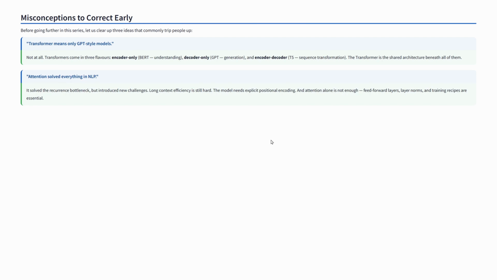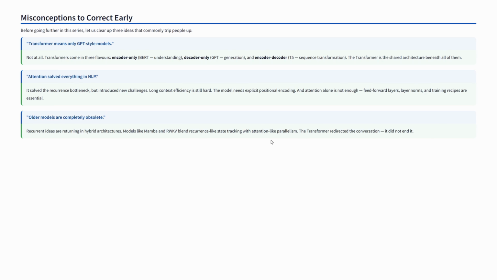Second, attention solved everything in NLP. No, it solved the recurrence bottleneck, and that was massive, but it created new challenges. Long context efficiency is still hard, as we just saw with the quadratic cost. The model has no built-in sense of word order, so positional encoding schemes had to be invented. And attention alone isn't enough for complex reasoning, which is why modern architectures rely on feed-forward layers, layer normalization, and carefully tuned training recipes on top. Attention was the breakthrough, but it wasn't the whole solution.